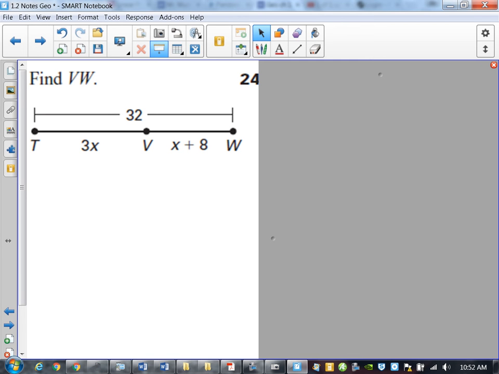Now, if I wanted to solve for X, what two segments make up TW? TV and BW. So I know that this would be my segment addition statement. All I have to do now is just fill in the blanks. You know the whole thing is 32. First part is 3x, the second part is x plus 8. That's a two-step algebra problem that you could probably do most of in your head. What's 3 plus 1? 4. Thank you.